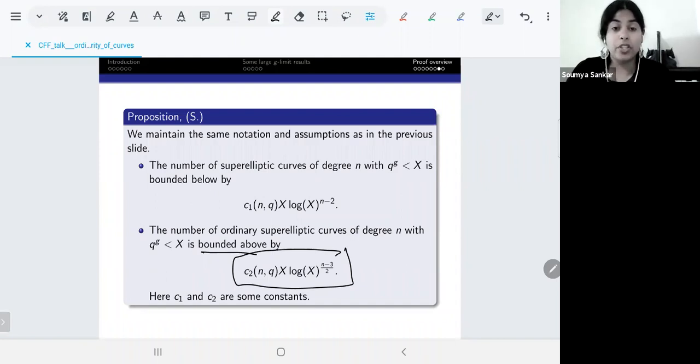And so recall here that n is mod prime and q is some power of 2. And the total number of superelliptic curves is bounded below by this quantity. And so it turns out that upper and lower bounds are the only things you need for showing that something is 0. And so as x goes to infinity, this thing goes to 0.